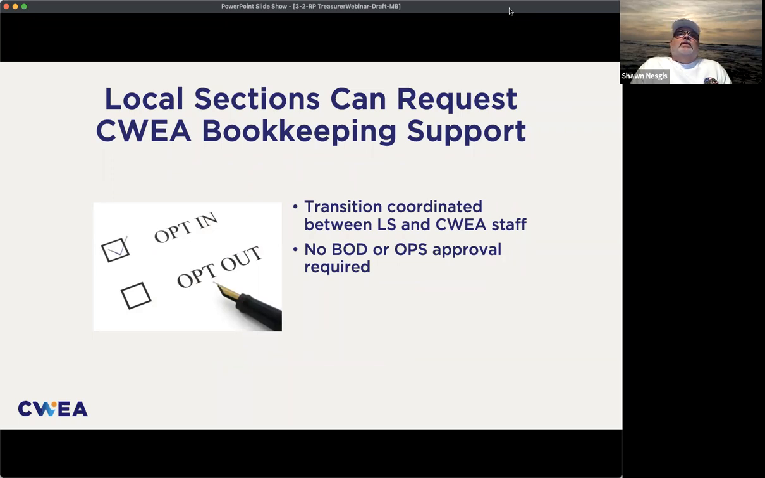So the way to request the assistance of CWA for opting in is it's just a transition between the local section and CWA staff. You make a notice that you'd like to opt into the program, and then staff will discuss what needs to be turned over to the staff. And there's no BOD or ops approval required. So there's no board or operations committee approval needed. It's really just between your local section and CWA staff.